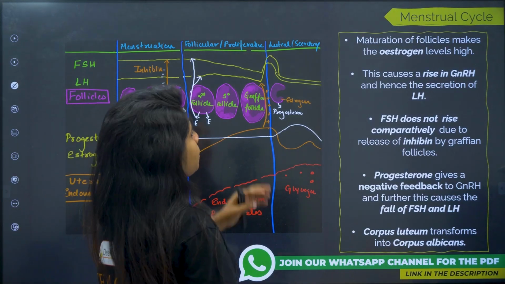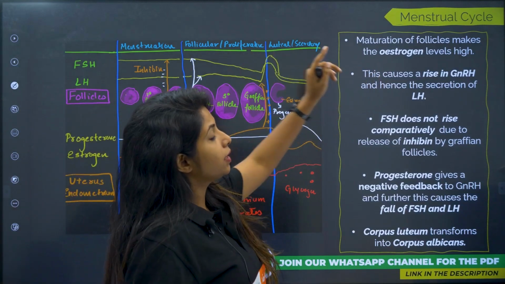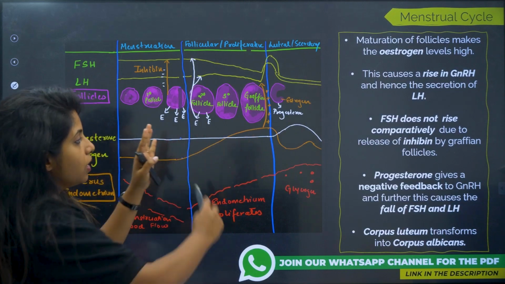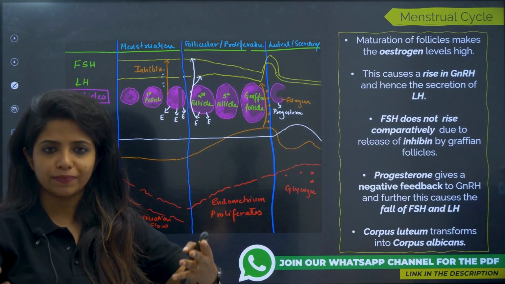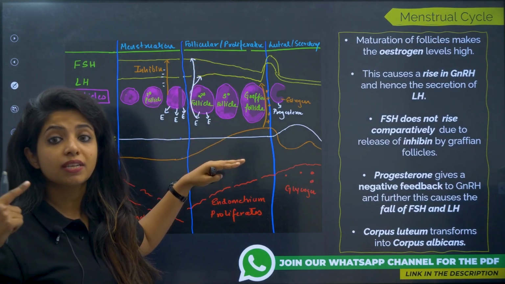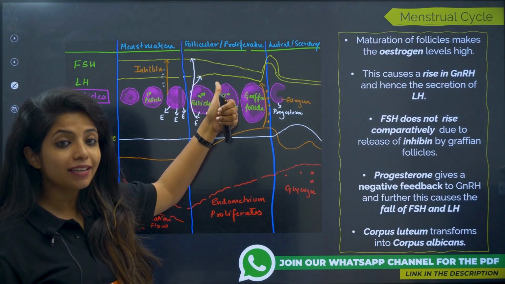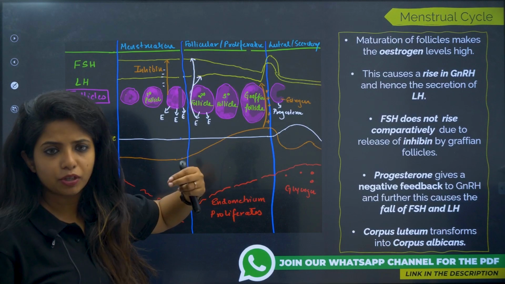So while we spoke about the menstrual cycle, there was one thing, that is maturation of follicles. Whenever the follicles were maturing, I told you when they come to this particular stage, they are releasing more amount of what? Estrogen. So the level of estrogen is high, and now when the level of estrogen is high, what happens? It goes and affects the FSH and LH. That's what we spoke about in that particular class.